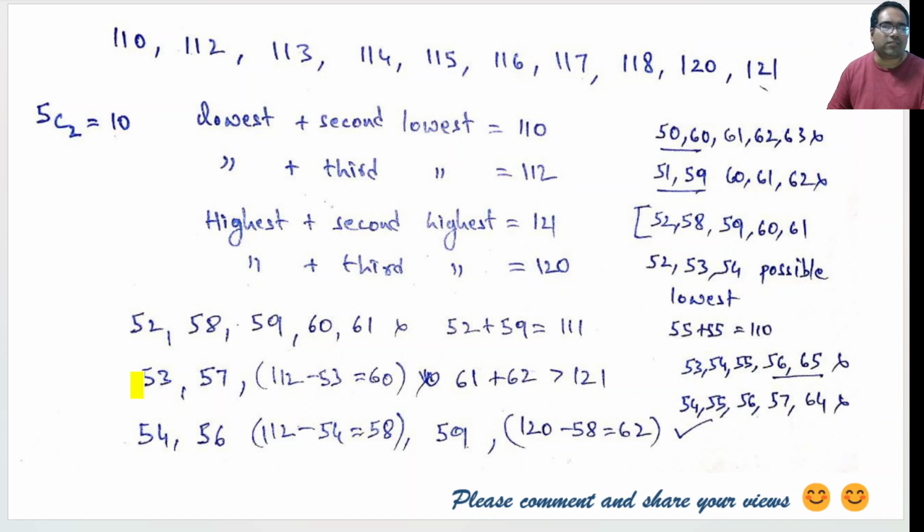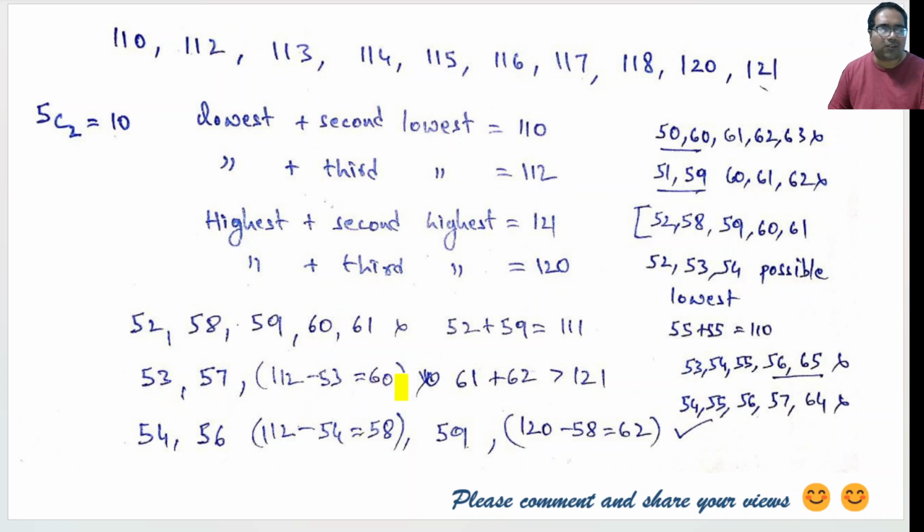Right. Now let's go ahead and try to find out if it is possible for 53. If lowest is 53, second lowest has to be 57 because 53 plus 57 is 110. Right. Now, lowest plus third lowest is equal to 112. That also we figured out. So, what does that mean? Third lowest should be 112 minus 53, which should be equal to 60.